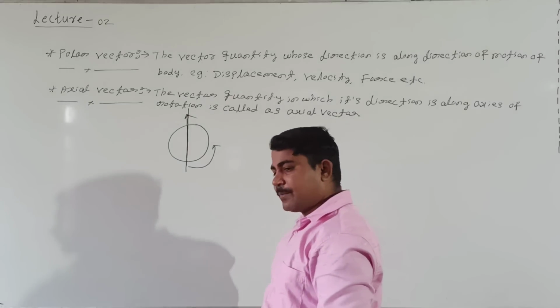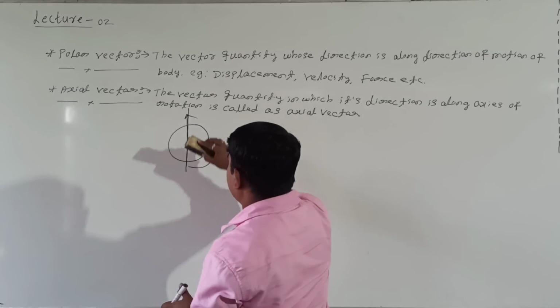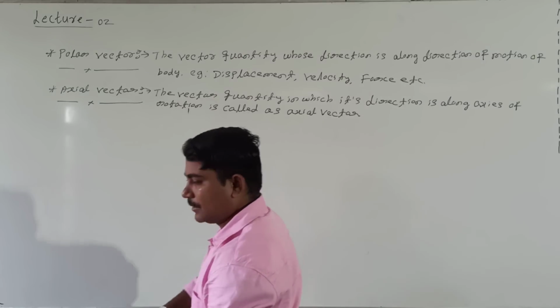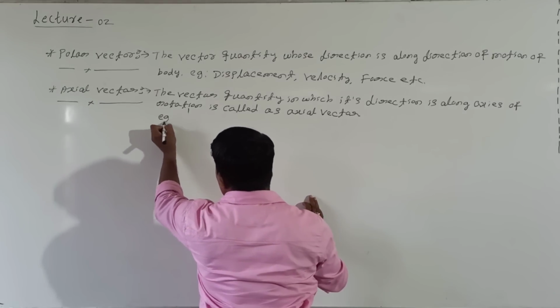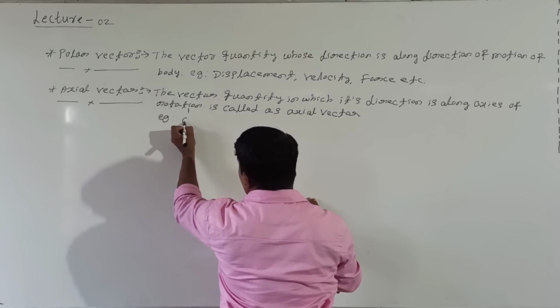Then directly we can present so many examples for axial vector. Shall we take the examples for axial vector? An example for axial vector is angular momentum.